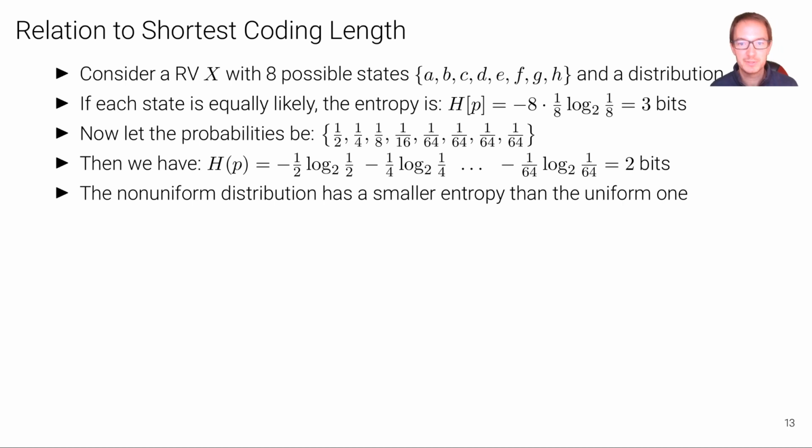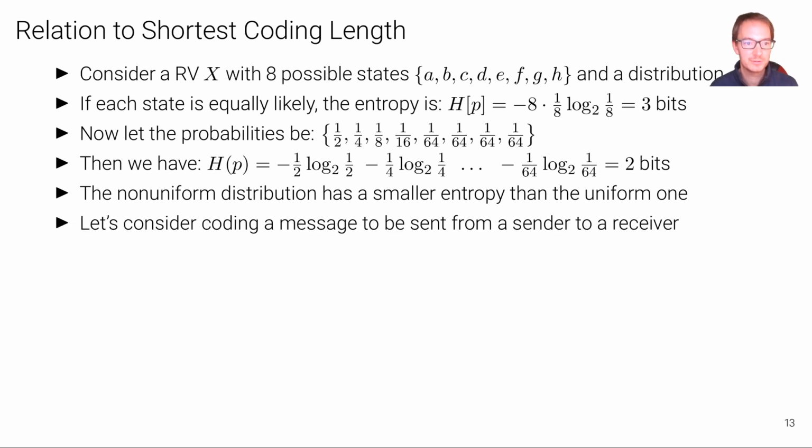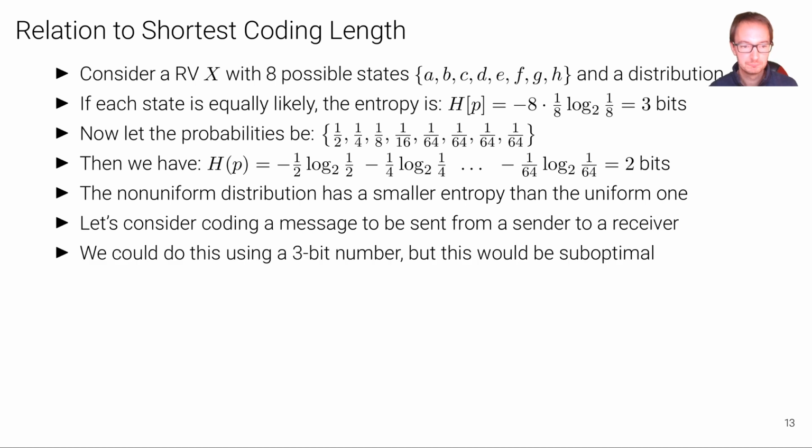Well, the non-uniform distribution has a smaller entropy than the uniform one, but what has this to do with the shortest coding length? Let's consider coding a message to be sent from a sender to a receiver now. What can we do? Because we have 8 possible states, we can simply naively encode this message by encoding each single symbol in that message using a 3-bit number, right? With 3 bits, I can uniquely encode alphabets with 8 characters. However, in the case that the probabilities for these characters look like this, that would be quite suboptimal. And this is what the difference in entropy between these two tells us.